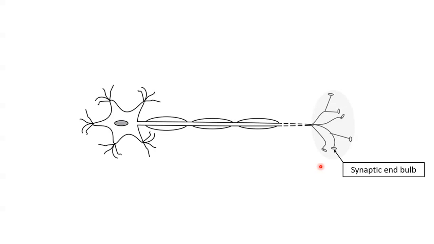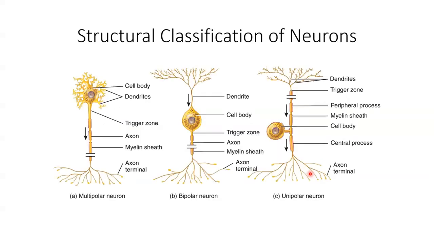The site of communication between two neurons or between a neuron and an effector cell, whether that be a muscle or a gland, is called a synapse. So a synapse would be like this part here before it connects with the next cell, the next muscle, or the next gland. So that is the basic structure of a neuron.